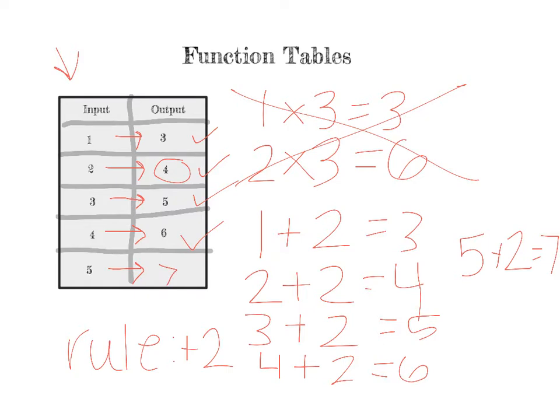And that's what a function table is. You want to look at the pattern that you see between the input and the output to figure out what the rule is, what the machine is doing to the numbers.